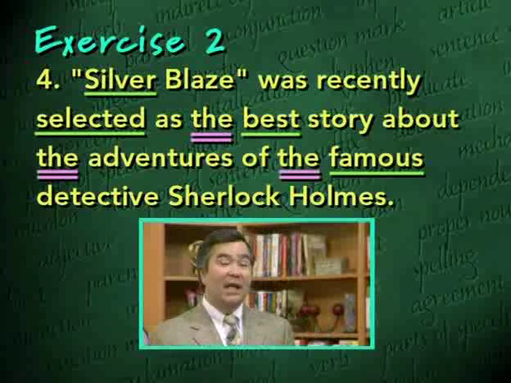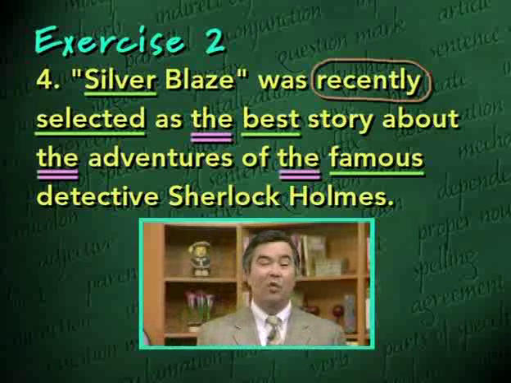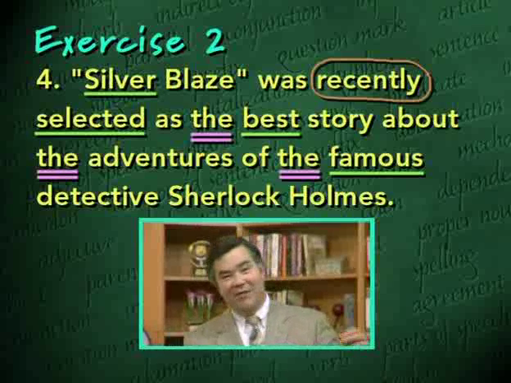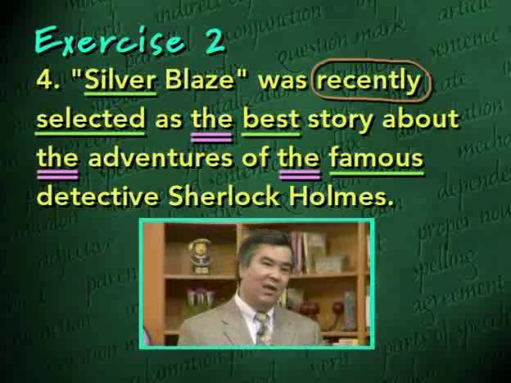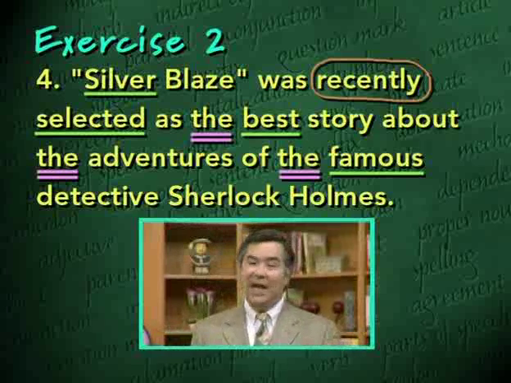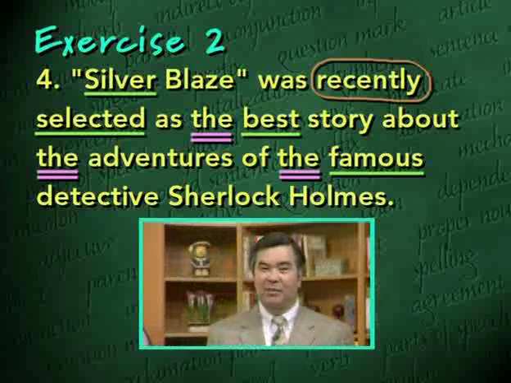And there's one adverb, recently. Again, it has the telltale ly ending, and it tells more about or modifies the adjective selected. When was it selected? Recently. So it gives more information about the adjective, it modifies the adjective, and that makes it an adverb.